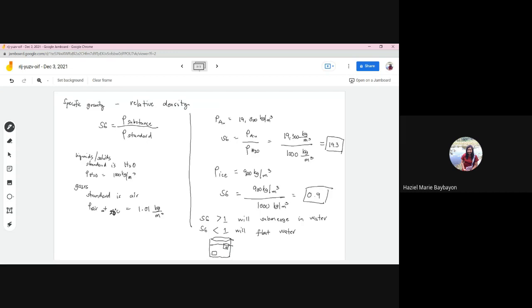Okay. And actually, the submerged part is 90% of the total volume of the ice. And the part that is floating here, this is 10%. Okay? So as you can observe, it is partially submerged, and the part that is floating is only 10%. So that is determined by the specific gravity.